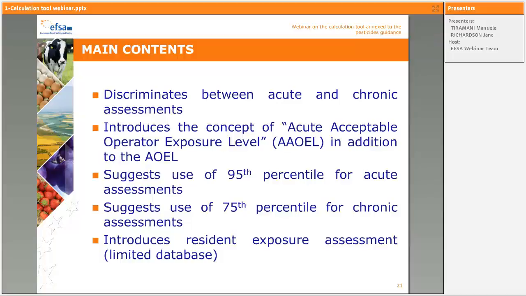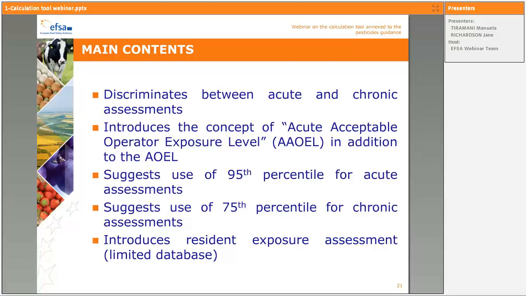The guidance and the calculator mainly discriminate between acute and chronic assessments. And as I mentioned before, the concept of an acute reference value for non-dietary exposure is introduced. For the acute assessment, the use of the 95th percentile is suggested, whereas for the chronic assessment, the 75th percentile is suggested. And also, this is quite a new aspect compared to what we had so far.